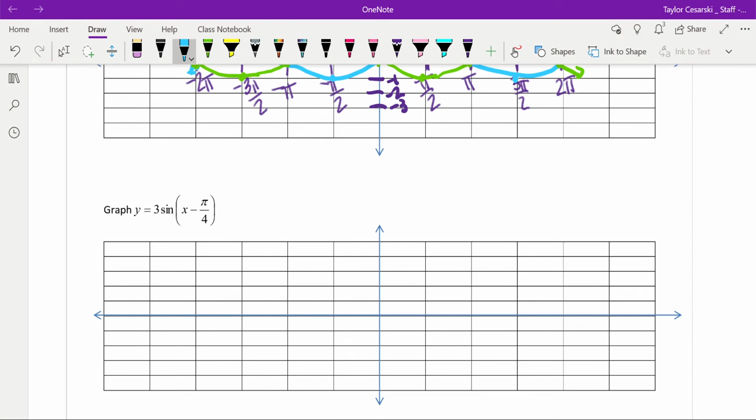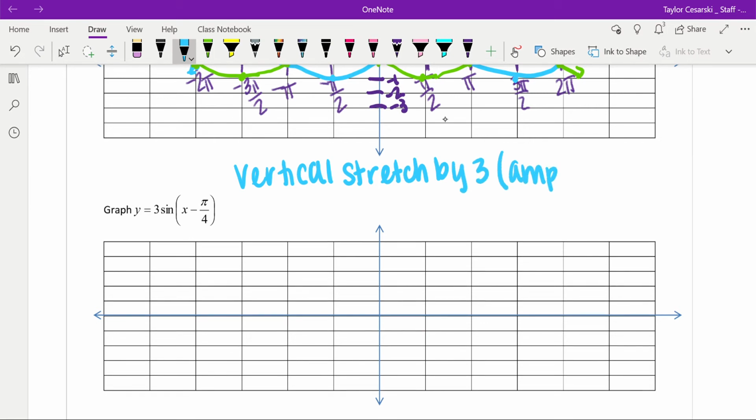All right, so the next one, we have a 3 in front, and this is a vertical stretch by 3. This is also called what we're going to call the amplitude. And that's just the height of your wave. Then, if it's minus, that means I move right pi over 4.